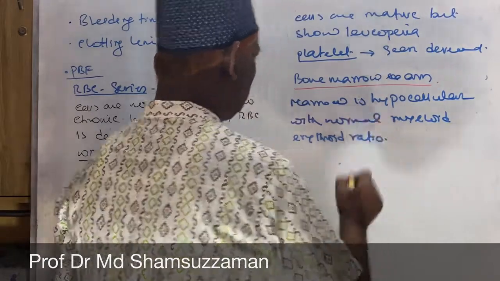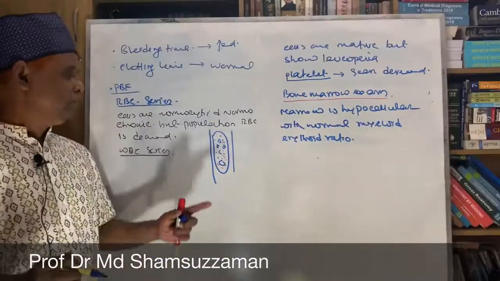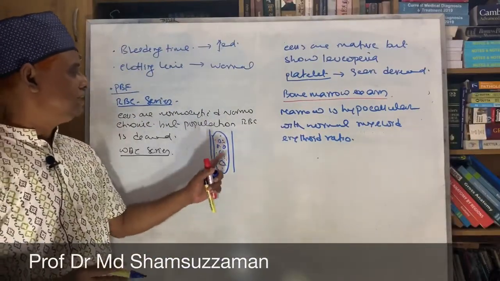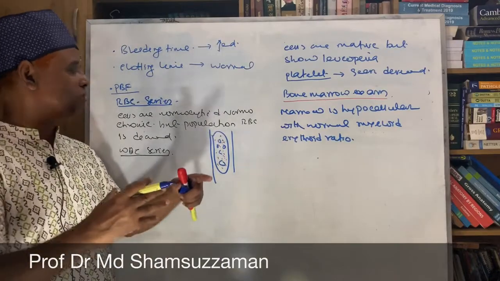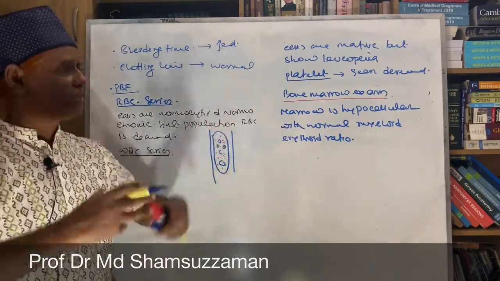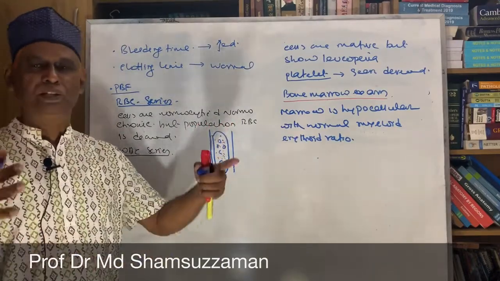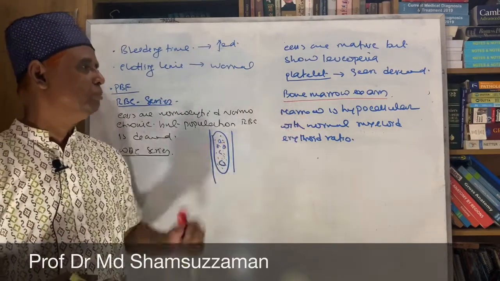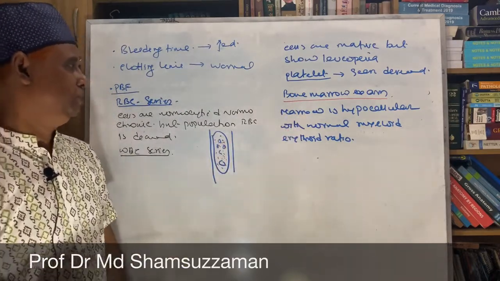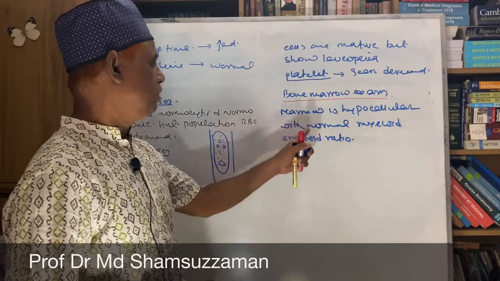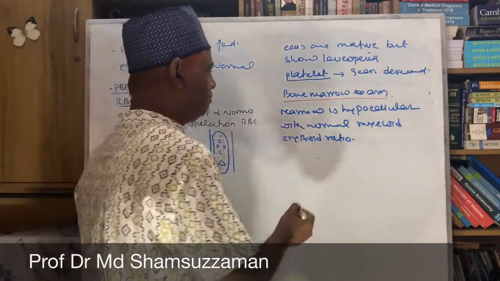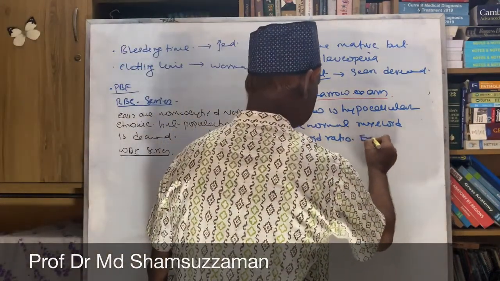ratio. Why is the erythroid and myeloid ratio normal? Because, as I have told you, there is a decreased amount of hemopoietic element, all the series, RBC, WBC, platelet, all series cells are reduced. So there is a normal myeloid erythroid ratio. So the marrow is hypocellular with normal myeloid erythroid ratio. Now come to erythropoiesis.